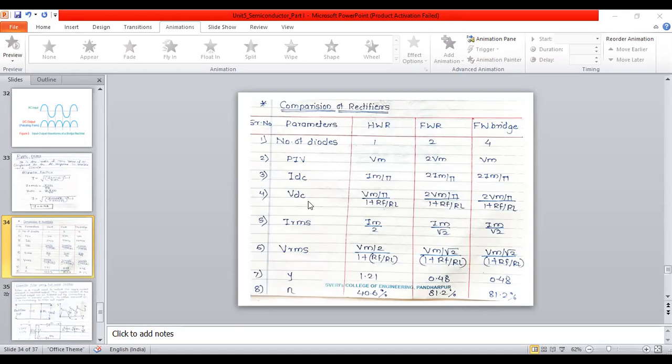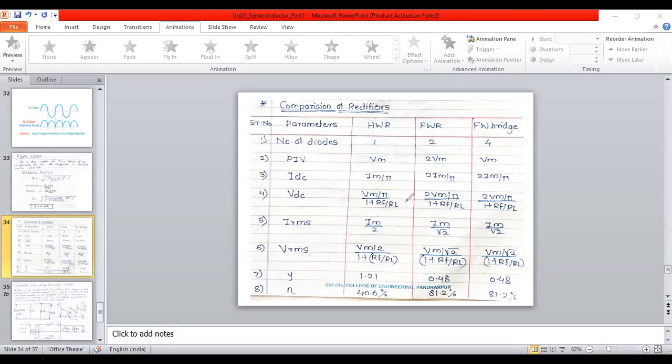Next, VDC is nothing but the DC output voltage, V equals I times R, Im times RL. So Im, the formula we are using, is Vm by π divided by something. IDC value is Vm by π divided by 1 plus RF divided by RL. We have already shown this equation.